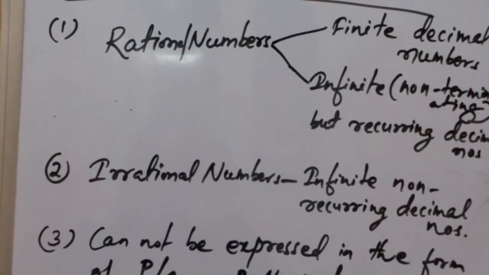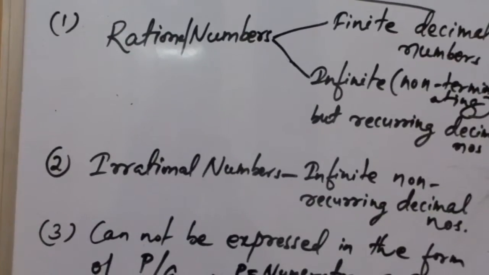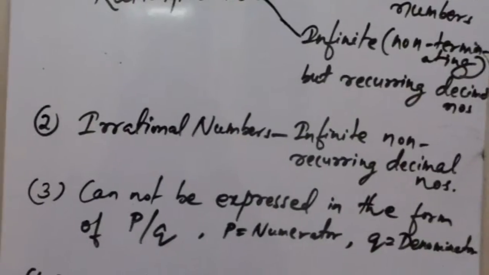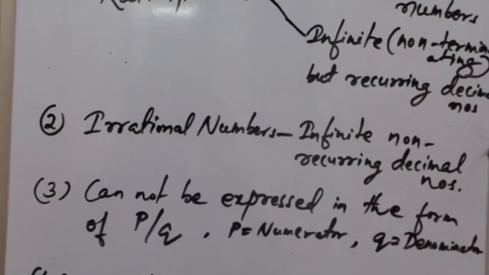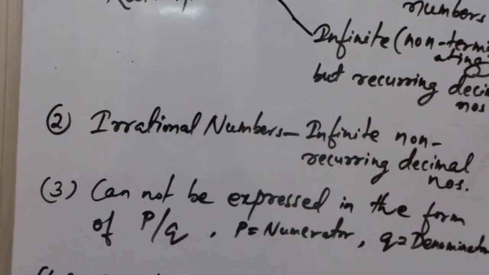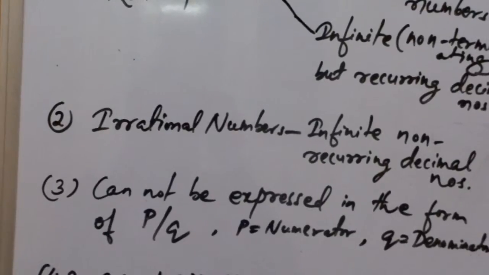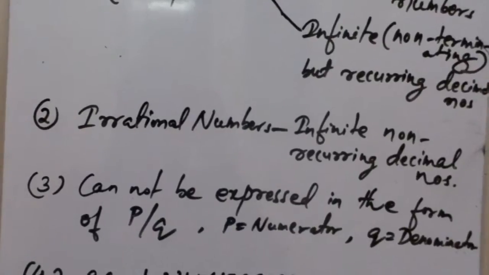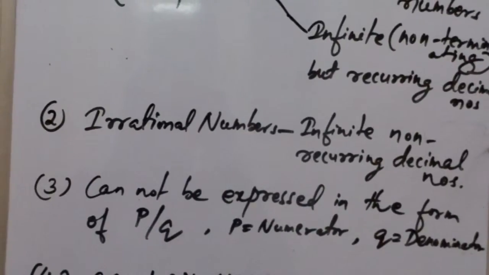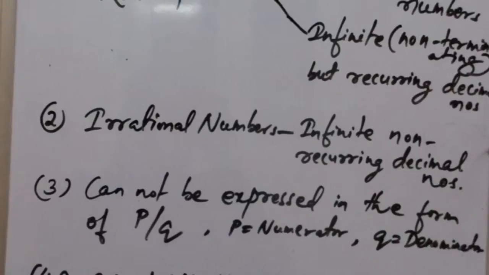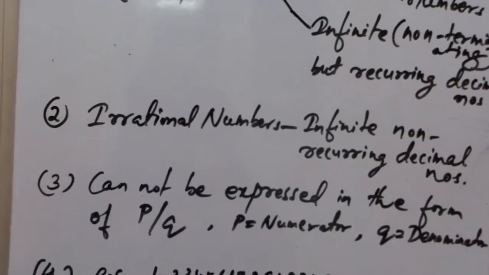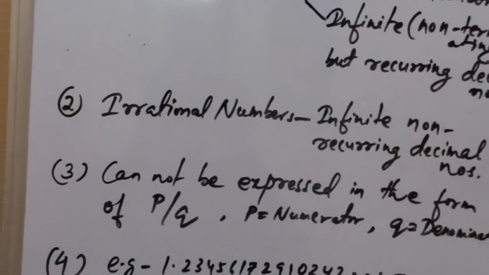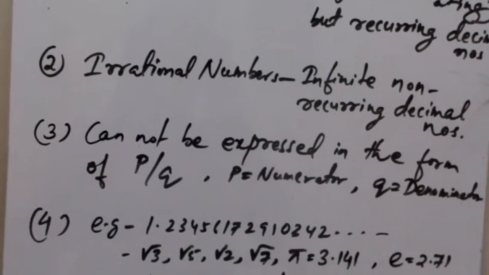We have already discussed that rational numbers can be defined in the form of p by q, that means numerator divided by denominator, where numerator is p and denominator is q. So logically speaking, an irrational number will be just the opposite of a rational number, or we can say that it cannot be expressed in the form of p by q, where p is the numerator and q is the denominator. Let's see a few examples so that it will be more clear.